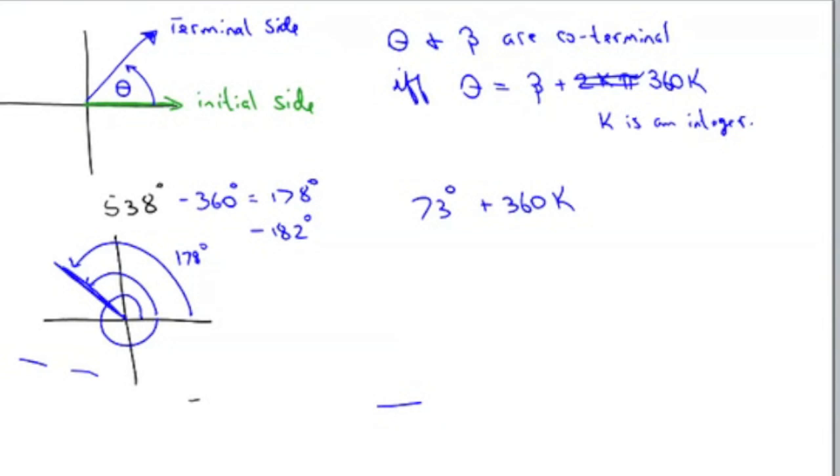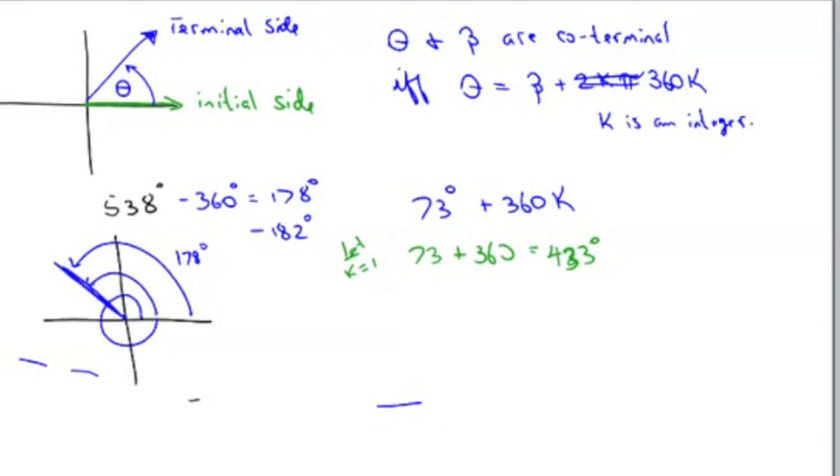So what would the answer be? What's the coterminal angle? Let k equal 1. So you get 73 plus 360, which would be 433. Yes, 433 degrees.